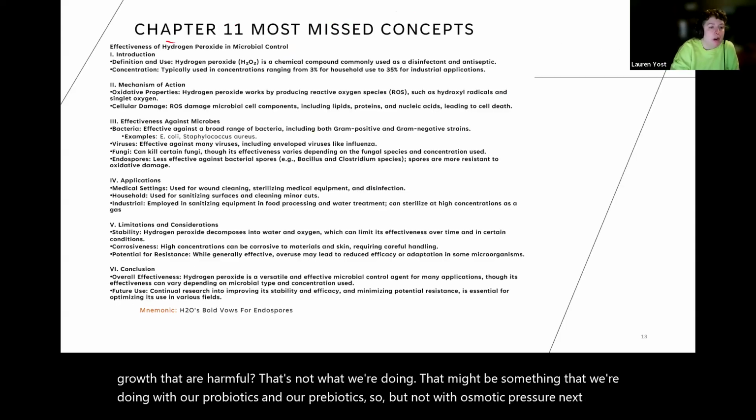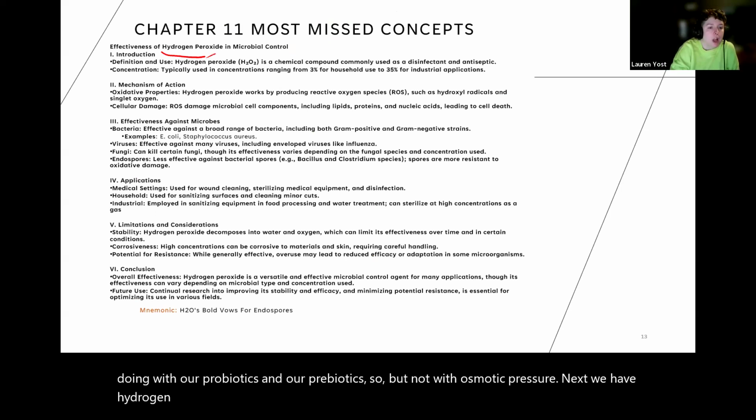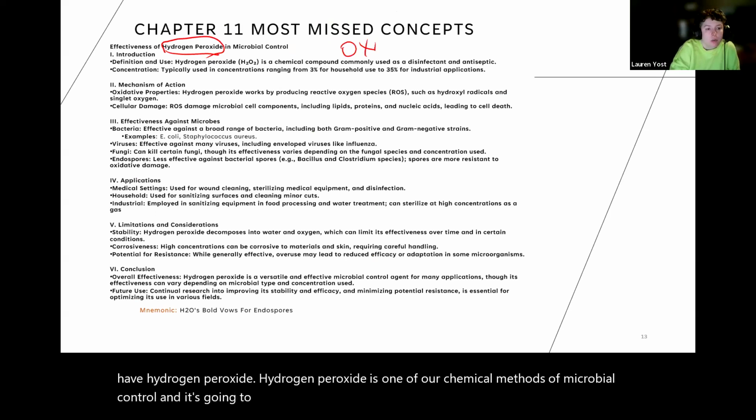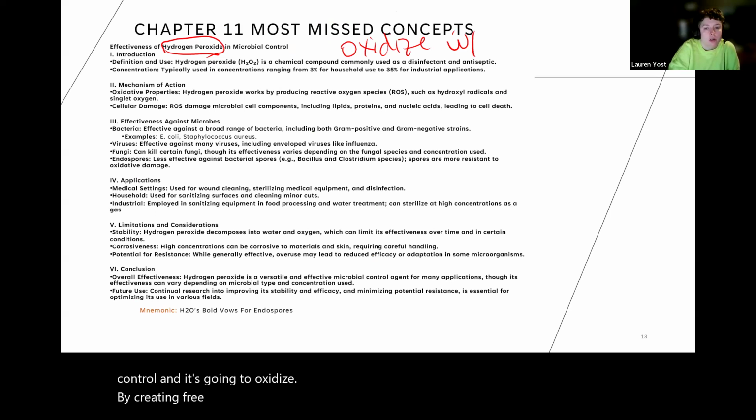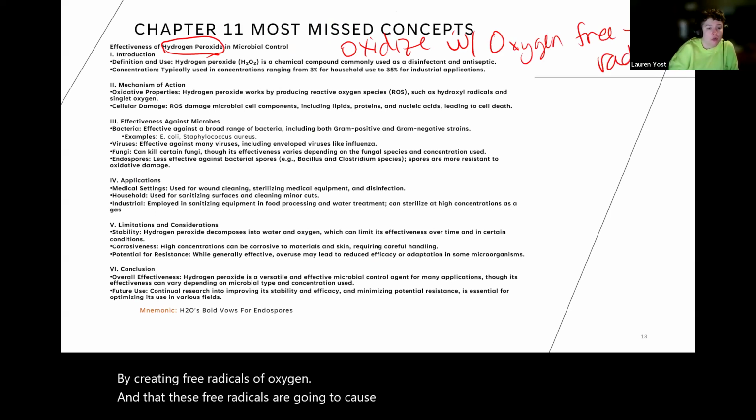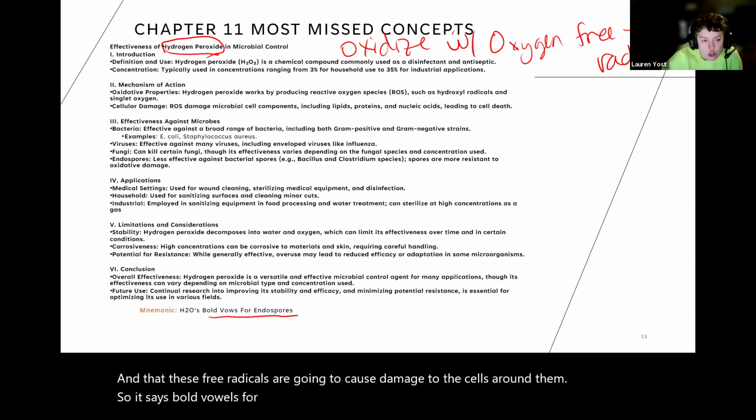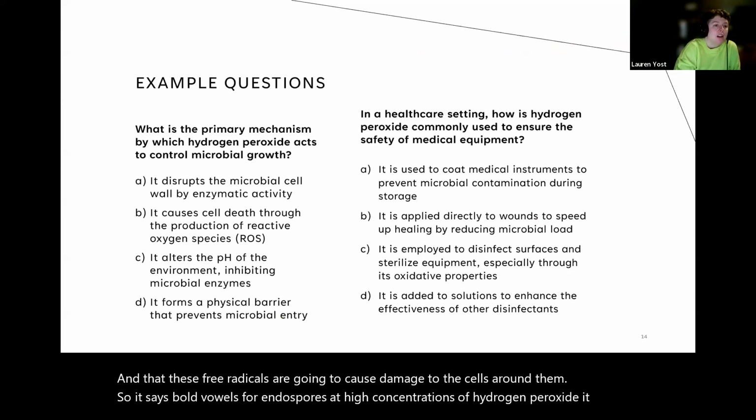Next, we have hydrogen peroxide. Hydrogen peroxide is one of our chemical methods of microbial control, and it's going to oxidize by creating free radicals of oxygen. These free radicals are going to cause damage to the cells around them. At high concentrations of hydrogen peroxide, it can even kill endospores, it can sterilize.